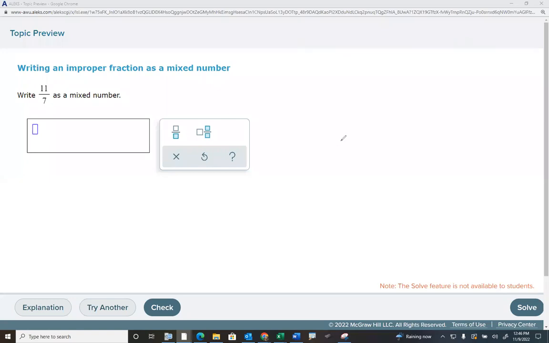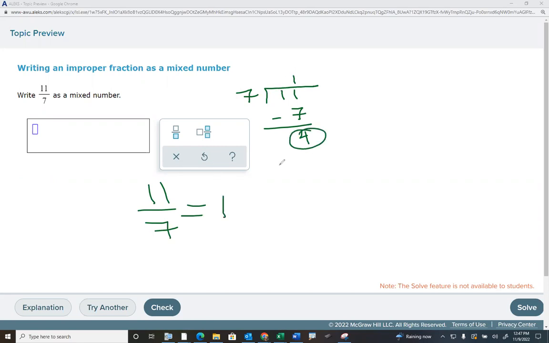All right, so on this one, write 11/7 as a mixed number. So here's what you do. You take the bottom, called the denominator, and divide it into the top. And you say, all right, 7 divides into 11 once. 1 times 7 is 7. We subtract, get a 4 for our remainder, and therefore 11/7 is going to be the same thing as the quotient, and then the remainder over the divisor or denominator. Okay, and that's how it goes.